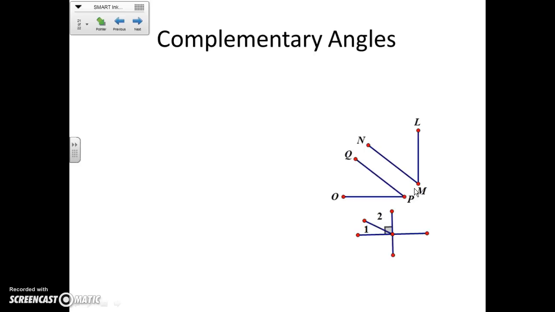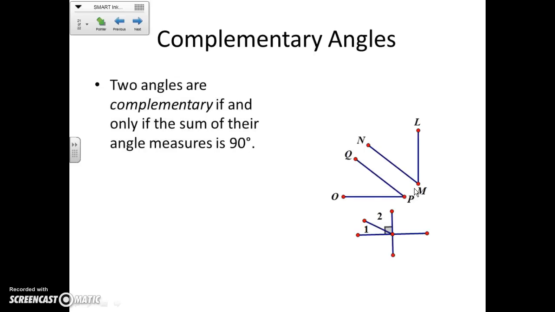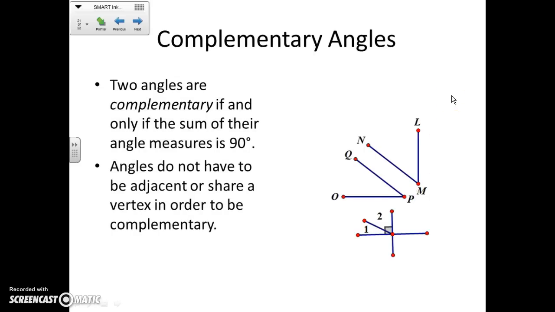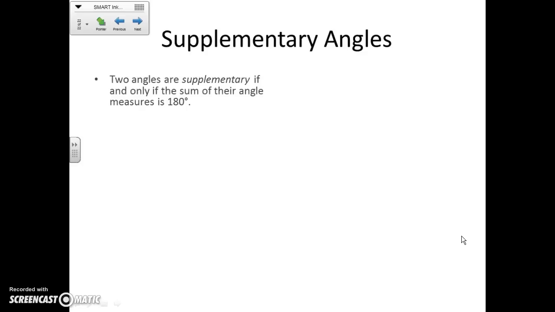All right, complementary angles. Complementary angles you will have run into in middle school, and they are simply angles that add up to 90 degrees. They do not have to be adjacent to each other or share a vertex. All they have to do is add to 90 degrees. So both of these examples are examples of complementary angles.